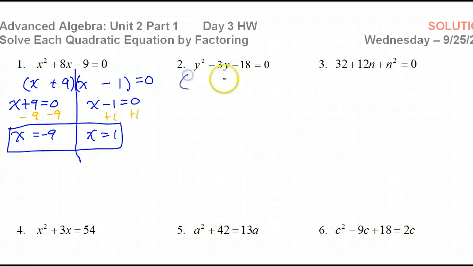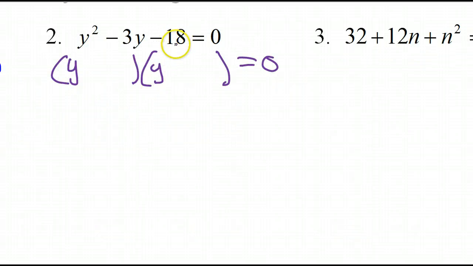So on this one, as I factor it, that's going to be y and y. And 18, when I look at 18, I'm thinking it could be 2 times 9, it could be 3 times 6. But I'm liking the 3 and 6 because I'm seeing the 3 in the middle. And I know that 6 minus 3 is 3. So let's do the 3 times 6 option. Now specifically, I need a negative 3 here.